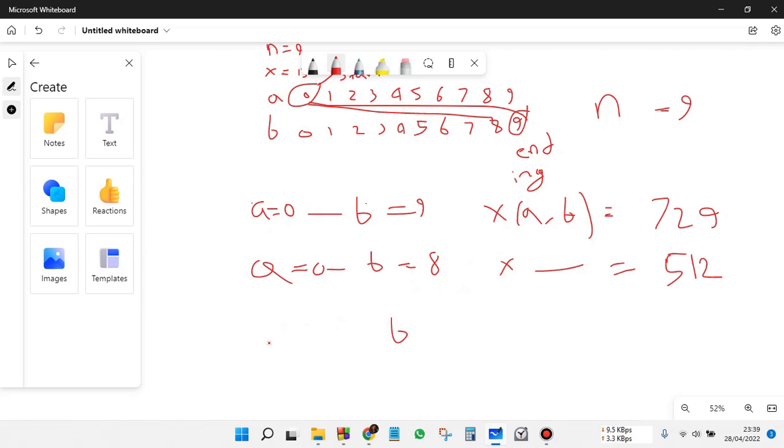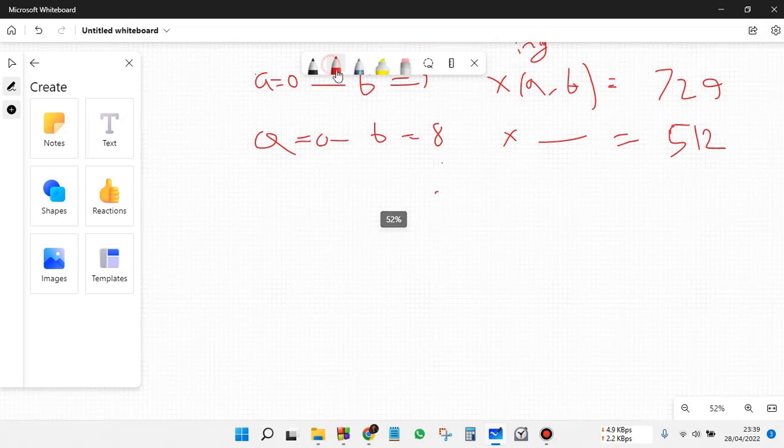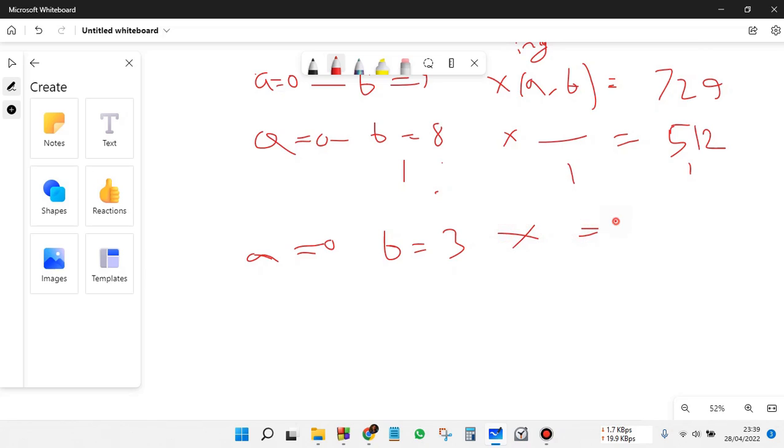For a always 0, this b is 3, and now I am skipping some numbers. So b is equal to 3, because using the base 3 also with a 0, x is 27. I think this is also used.